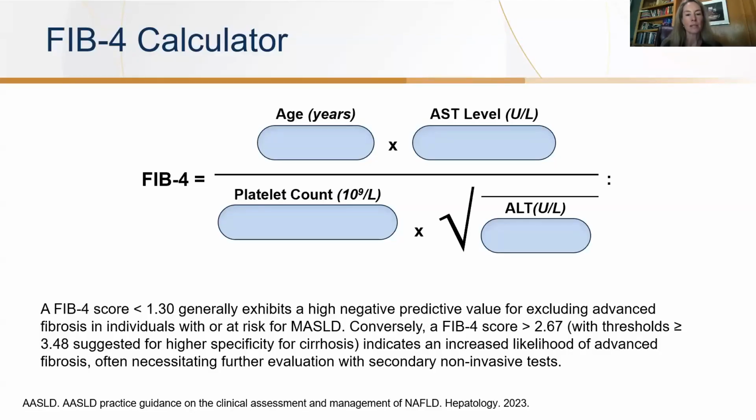A lot of medical record systems now, for example, if you're on Epic, have a dot phrase. You can just put in dot FIB4 and it will auto calculate the FIB4 for you.